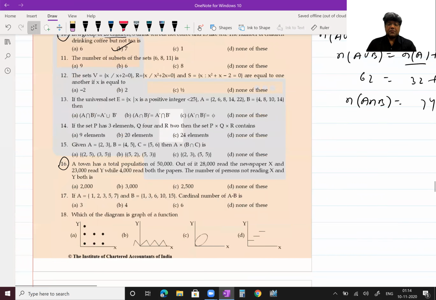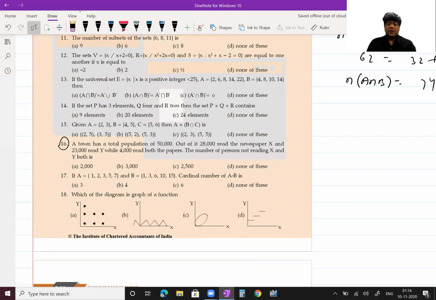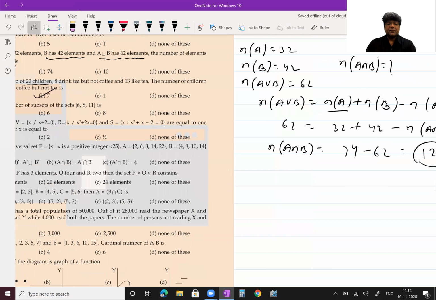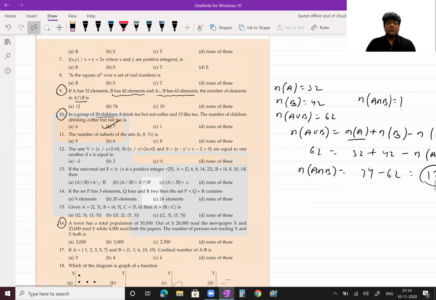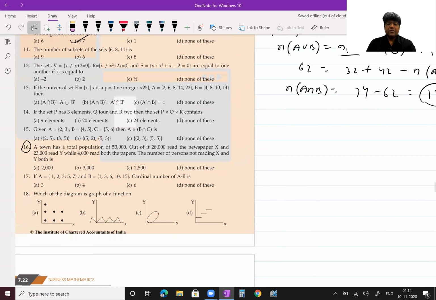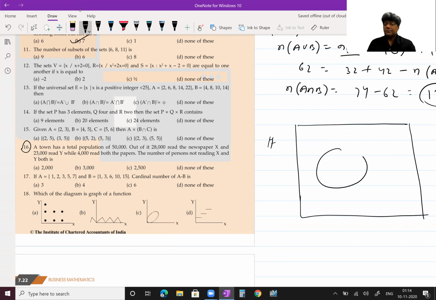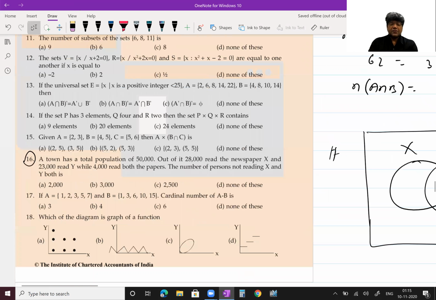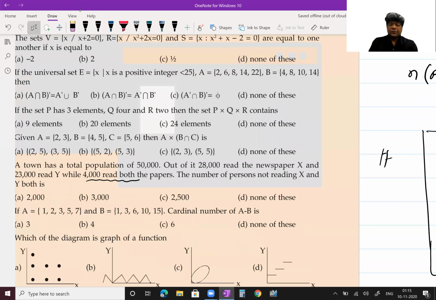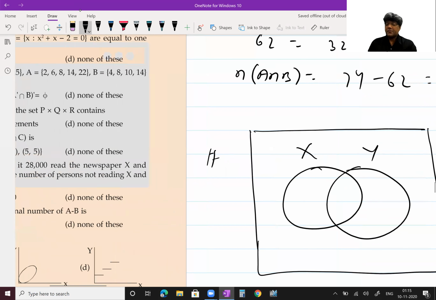Now, question number 16. A town has a total population of 50,000. Out of them, 20,000 read newspaper X, newspaper Y. Okay. Guys, same question as near about the first one. No, not the first one, the ninth one. But here I will do this by Venn diagram. Newspaper X, newspaper Y. You should start from where 4,000 read both the papers. Both the papers means here. So 4,000 will come here.